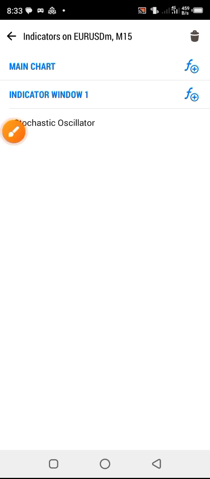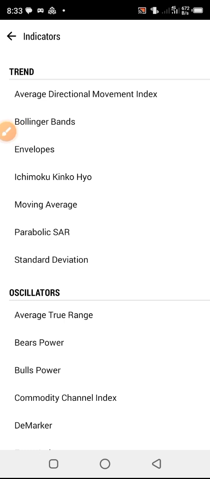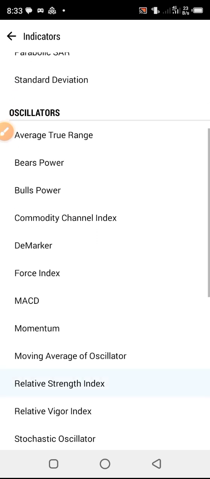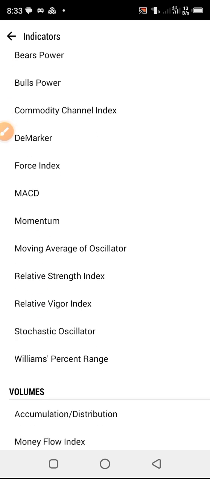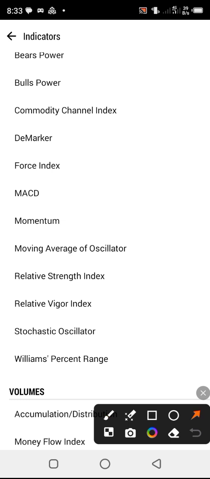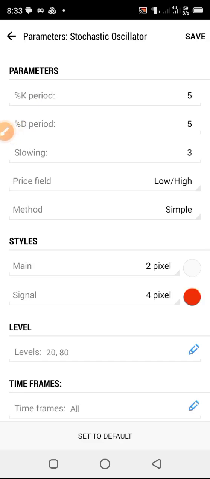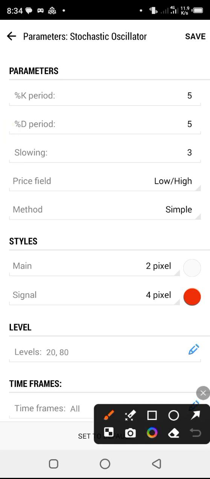We have already added it. Let me click on it first, so I'll show you where to get it. Once you are on this particular interface, you just scroll down and you look for the stochastic oscillator. This is it right here. You have to click on it, but since I already have it, I'll just click right here to show you the settings, so you can do a screenshot of this particular setting, because this is exactly what my setting looks like. If you want yours to be exactly like mine, you can do a screenshot of this particular setting right here.